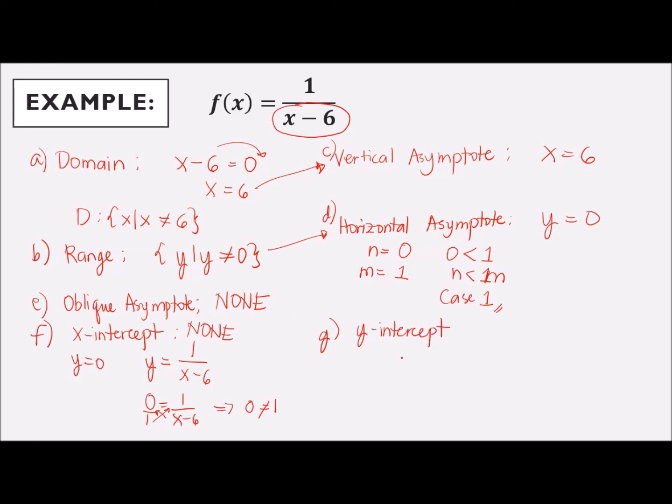So, for the y-intercept, x is equal to 0. So, y is equal to 1 over x minus 6. X will become 0. So, 0 minus 6, the answer here is 1 over negative 6. Or in short, ang ating y-intercept ay negative 1 over 6. Okay, so these are the properties of the given function 1 over x minus 6.